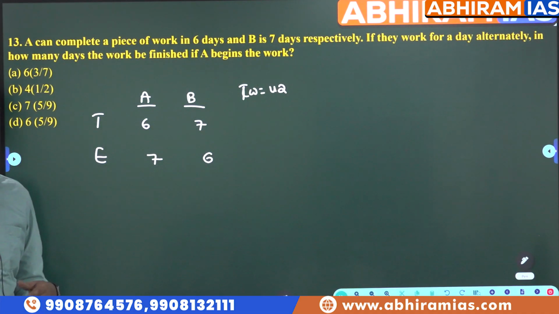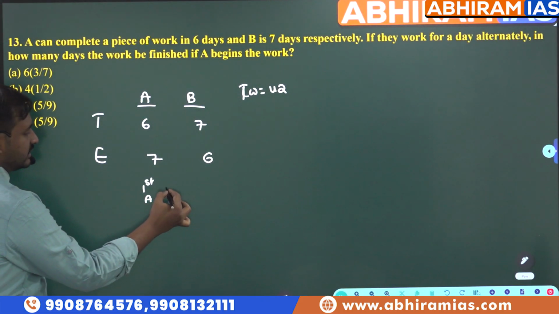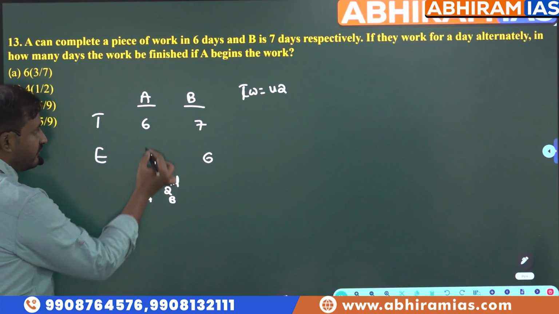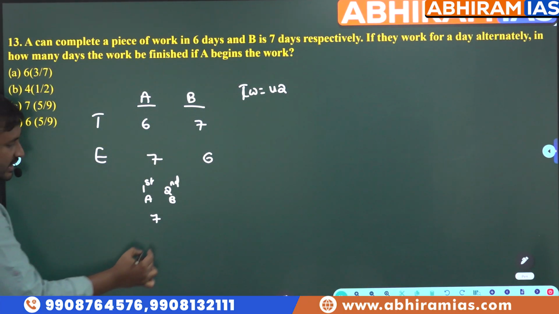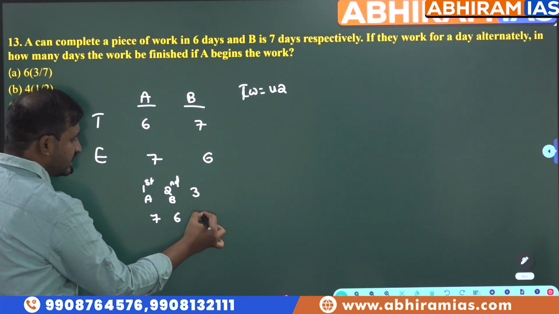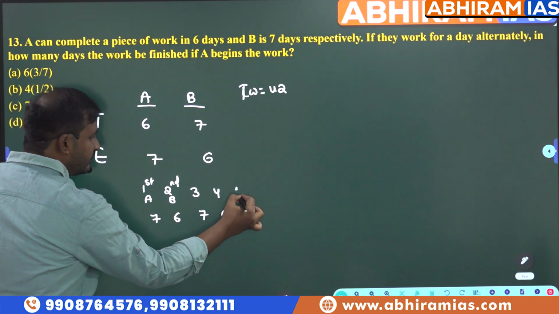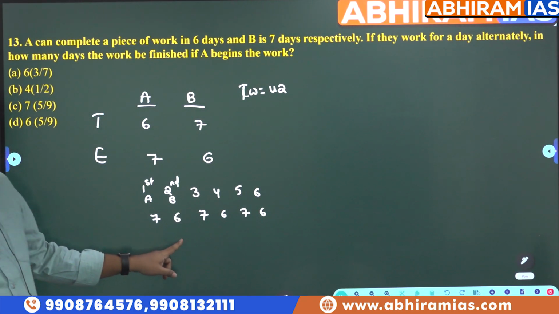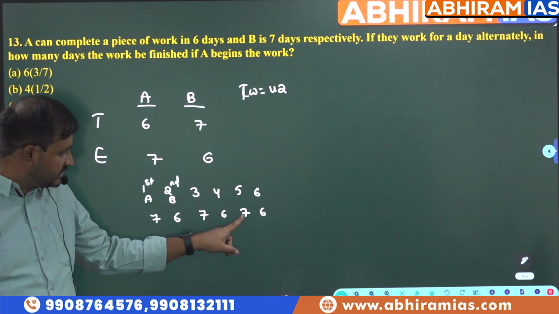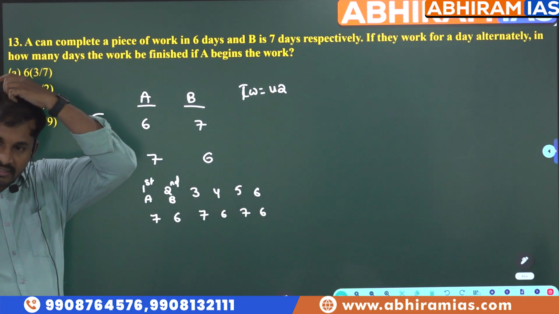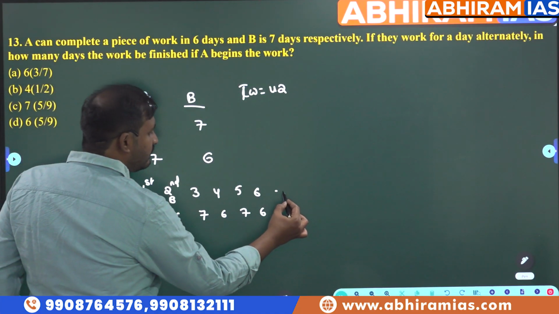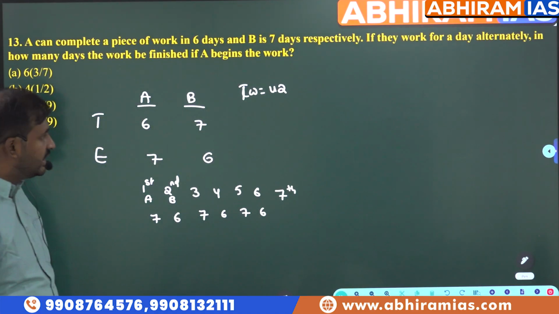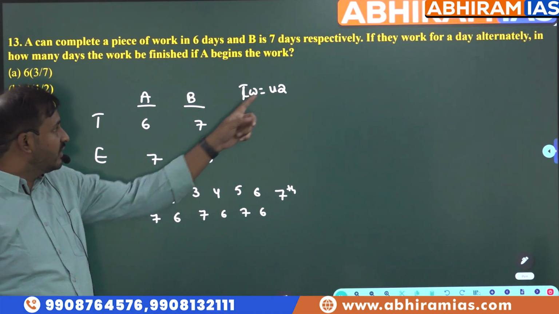Now they are not working together or individually, they are working alternately. And who is starting my work? A. In the first day who is working? A. In the second day who works? B. So in the first day what portion of work will be done? 7. In the second day 6. In the third day 7. Fourth day 6. Fifth day 7. Sixth day 6. Now add that. 7 plus 6 is 13. 13 plus 7 is 20. 26, 33, 39. 39 work is done, right? And on the 7th day who will work? A works. And A's efficiency is how much? 7. And what is the work left for me?